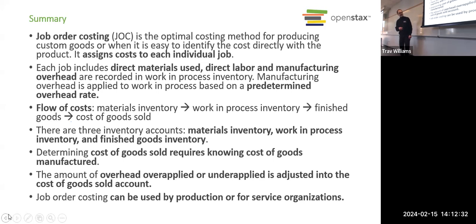Once we sell it, we then have to see, did we over apply overhead or under apply overhead, right? And if we did either, which, I mean, it's going to be very rare that a company got it exactly right, so there's basically always going to be either over applied or under applied overhead. So you make an adjustment to the cost of goods sold and manufacturing overhead accounts. And service companies can also use job order costing. Okay. So you're now experts on job order costing.